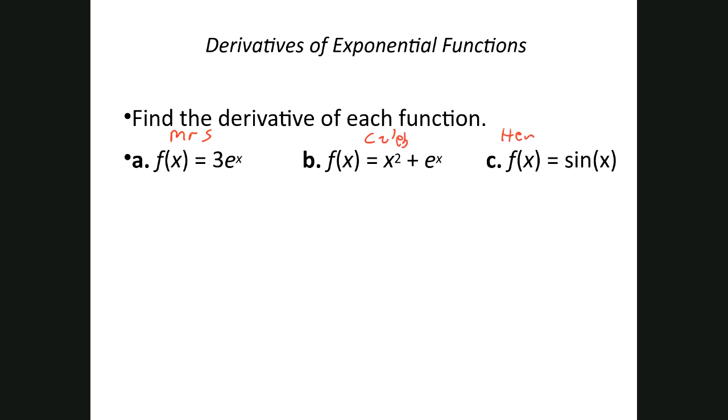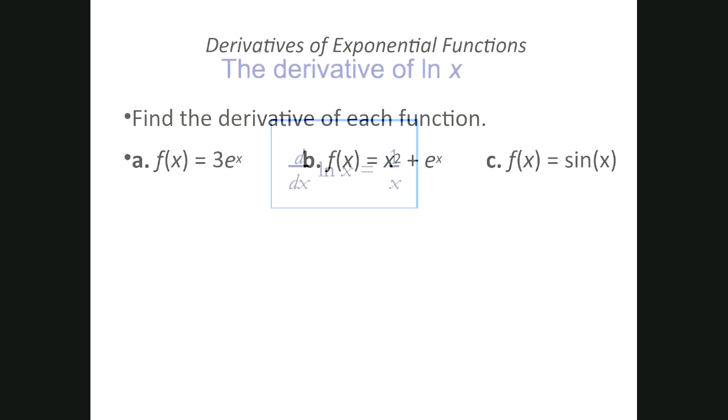And as I said, you can just read it into your mic if you wanted to, or you can type it in. My answer is 3e to the x. That's my derivative. Caleb, 2x plus e to the x, I agree. And Henry, cosine of x. Boom. Very easy when you can't use the chain rule, because then they're all very simplistic.